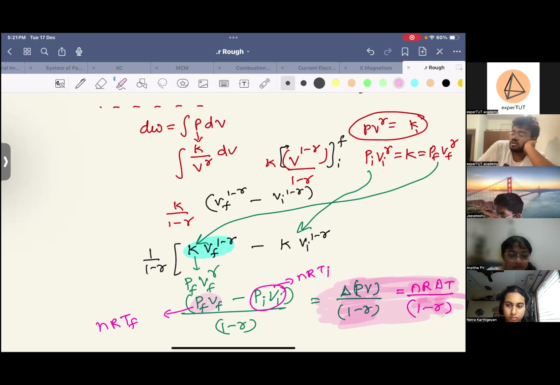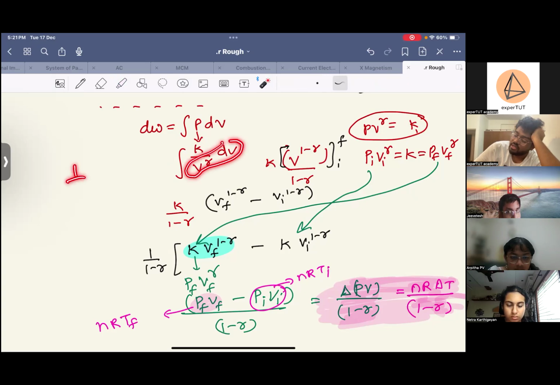तुमको इसमें derivation में मैं एक बार फिर से I will go through it. Because PV raised to gamma is constant, I am writing the pressure as K by V raised to gamma. K को outside लेके I am integrating 1 by V raised to gamma dV. It is simply 1 by x raised to n का integration is x raised to minus n plus 1 by minus n plus 1, which I am writing as x raised to 1 minus n by 1 minus n. So V raised to 1 minus gamma by 1 minus gamma.